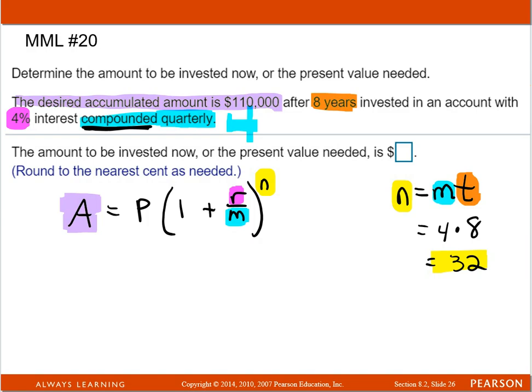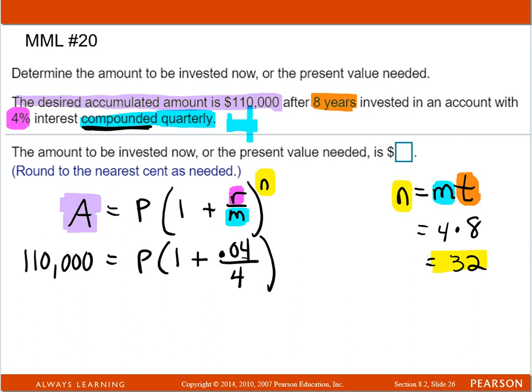Determine the amount to be invested right now. So let's plug in all the numbers. A was purple, 110,000. Leave the P. 1 plus R is pink, 4%, that's 0.04, divided by quarterly is 4 times a year, raised to the 32nd power.